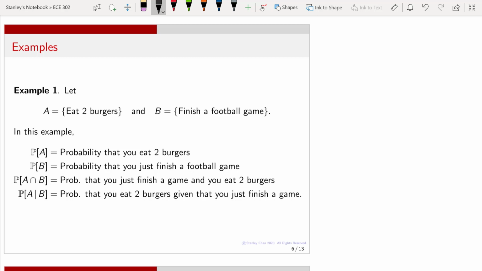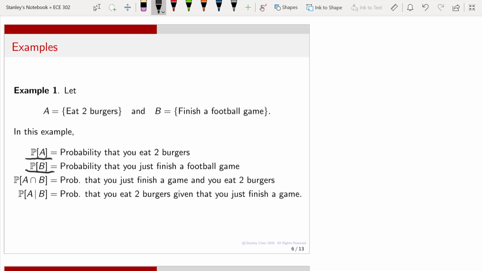If you're looking at the probability of A, that is just the probability that you will eat 2 burgers. This can happen regardless of whether you have played a football game or not. So that's just the bare probability that you will eat 2 burgers. For example, if you are someone who really likes burgers, then no matter what happens, you will eat a lot of burgers. Now, B is the probability that you just finish a football game. That may not have any correlation with the burgers.